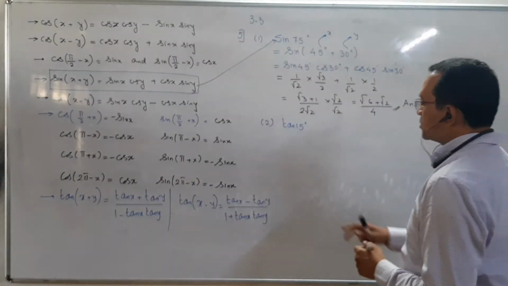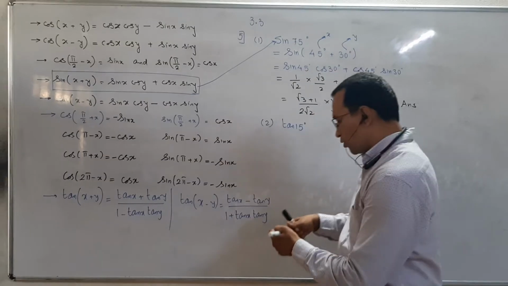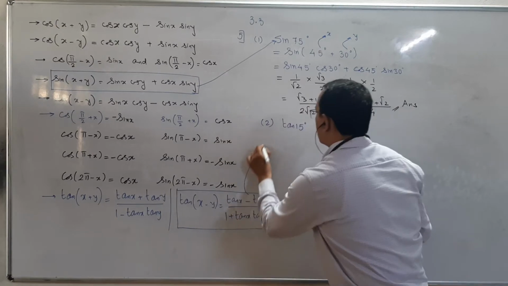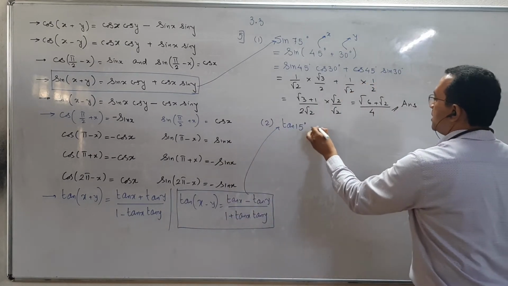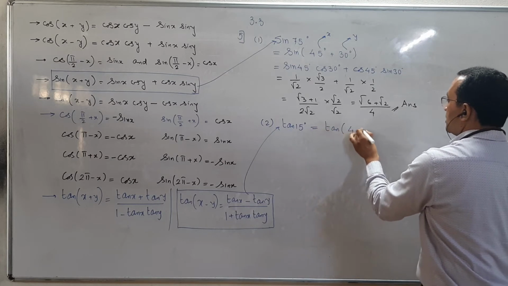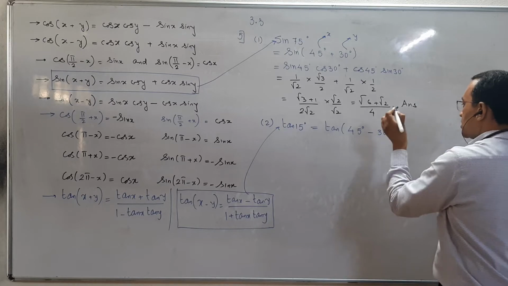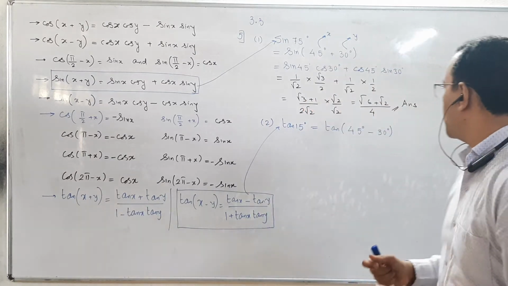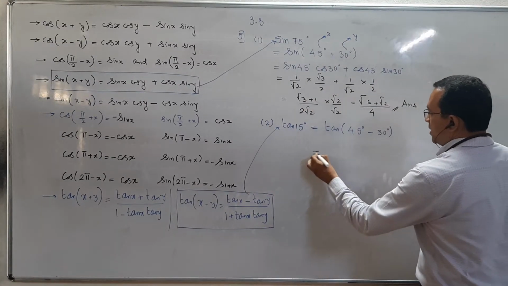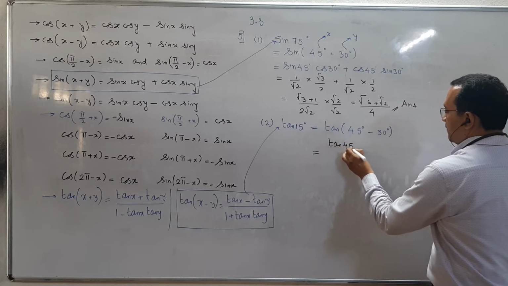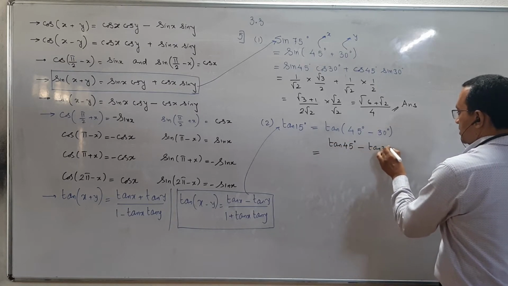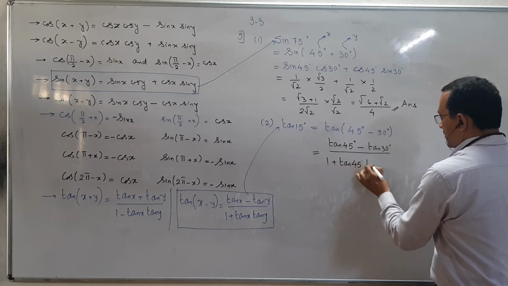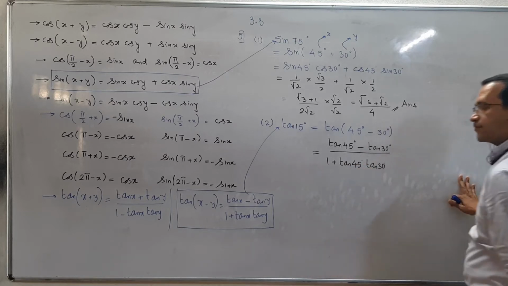Okay, tan 15 degree, I am supposed to use either of these two formulas. I am focusing on this formula, which is tan of x minus y, and that I am going to apply. So express 15 in terms of two known values. It is written as 45 minus 30, because we know the value of tan 45 and tan 30. Again, apply the formula of tan of x minus y. So this is tan 45 minus tan 30 degree upon 1 plus tan 45 into tan 30 degree.